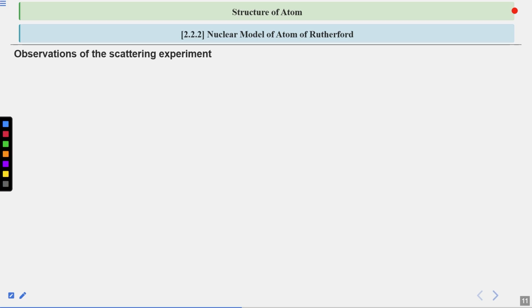The observation of the scattering experiment was, first of all, that most of the alpha particles passed through the gold foil undeflected. So they passed directly.